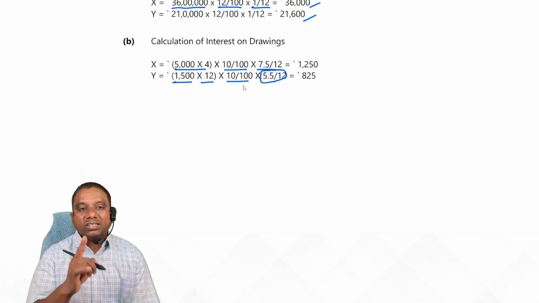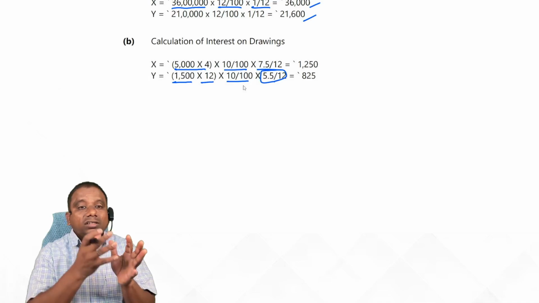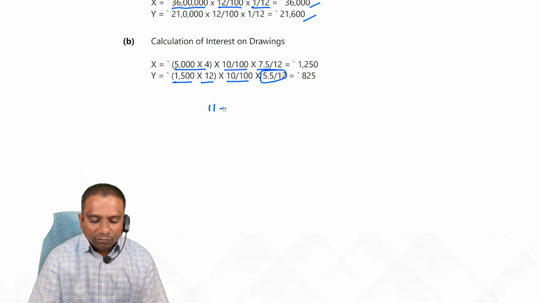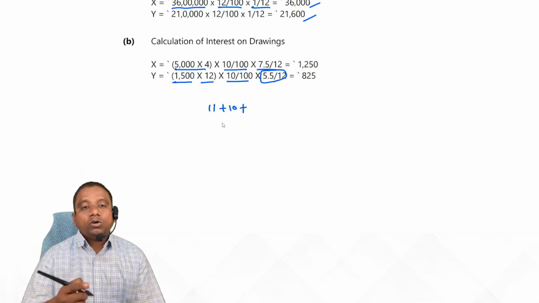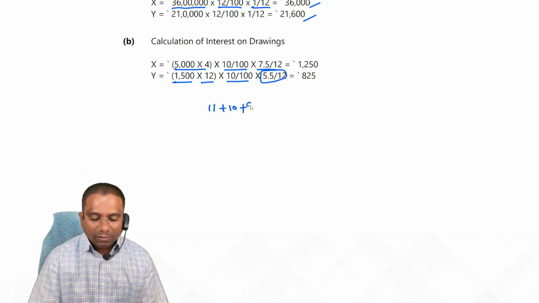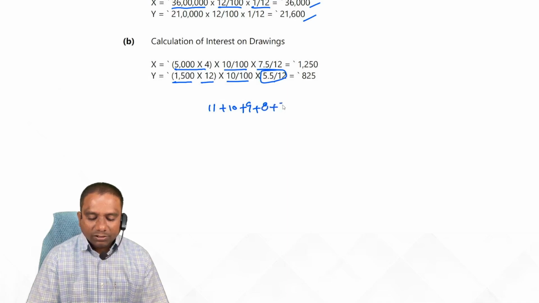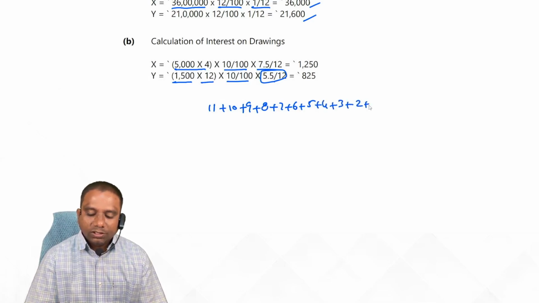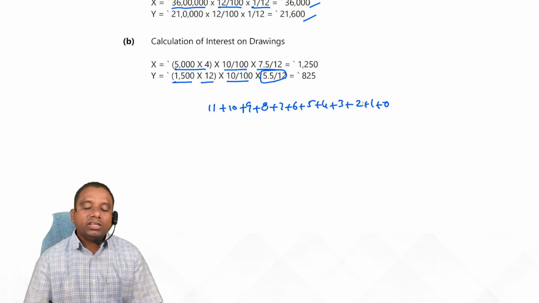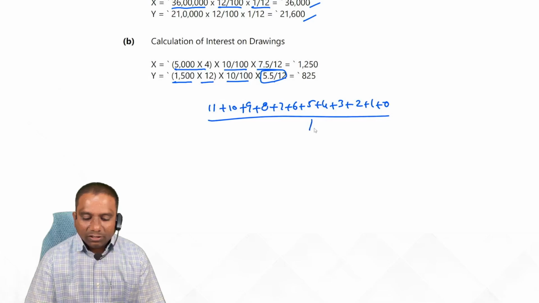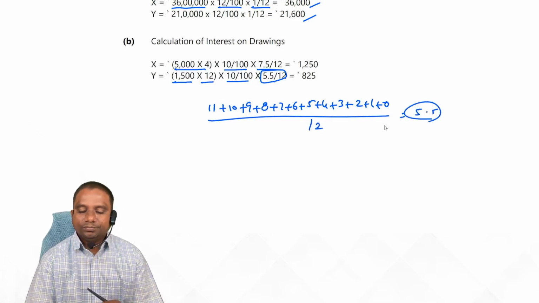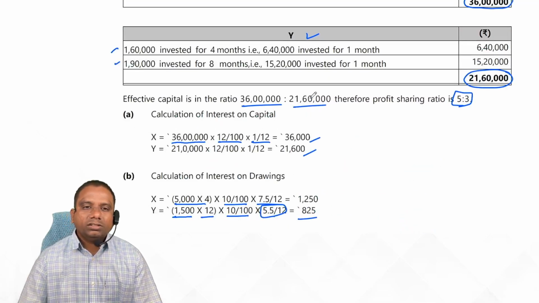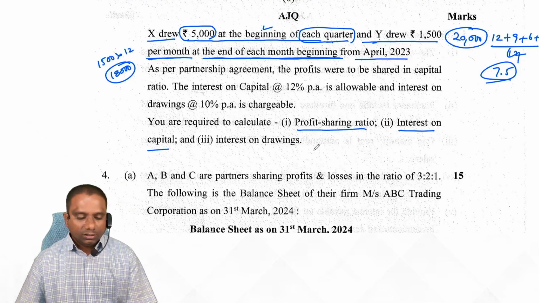See, he is withdrawing at the first month end. The first withdrawal amount is outstanding for how many months? 11 months. Second withdrawal amount is outstanding for how many months? 10 months. Third withdrawal amount is outstanding for how many months? 9 months. Like that you calculate. 8 plus 7 plus 6 plus 5 plus 4 plus 3 plus 2 plus 1 plus 0. Last month withdrawal is outstanding 0 months. Divided by 12, you get 5.5. Is it clear, students? Yes. These are the interest amounts. This is a simple problem, students, but conceptually you have to be very clear.